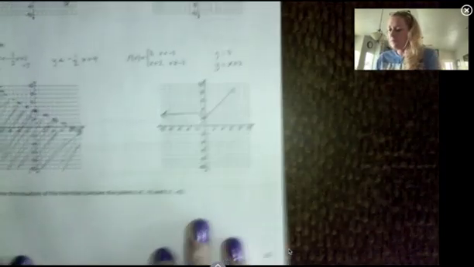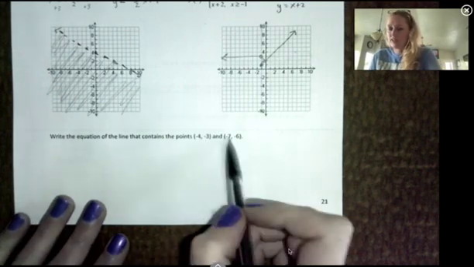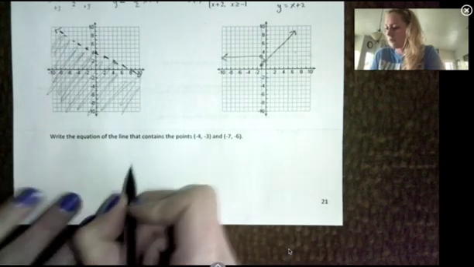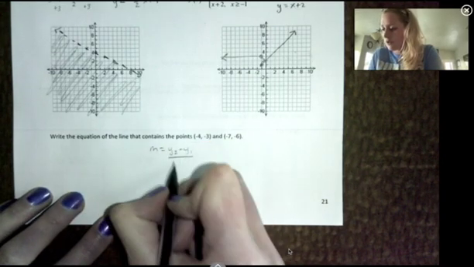Here we're asked to write an equation of the line, and we want it to contain these points. No matter what form I use, I need the slope. So I'm going to use my slope formula first: y2 minus y1 over x2 minus x1.